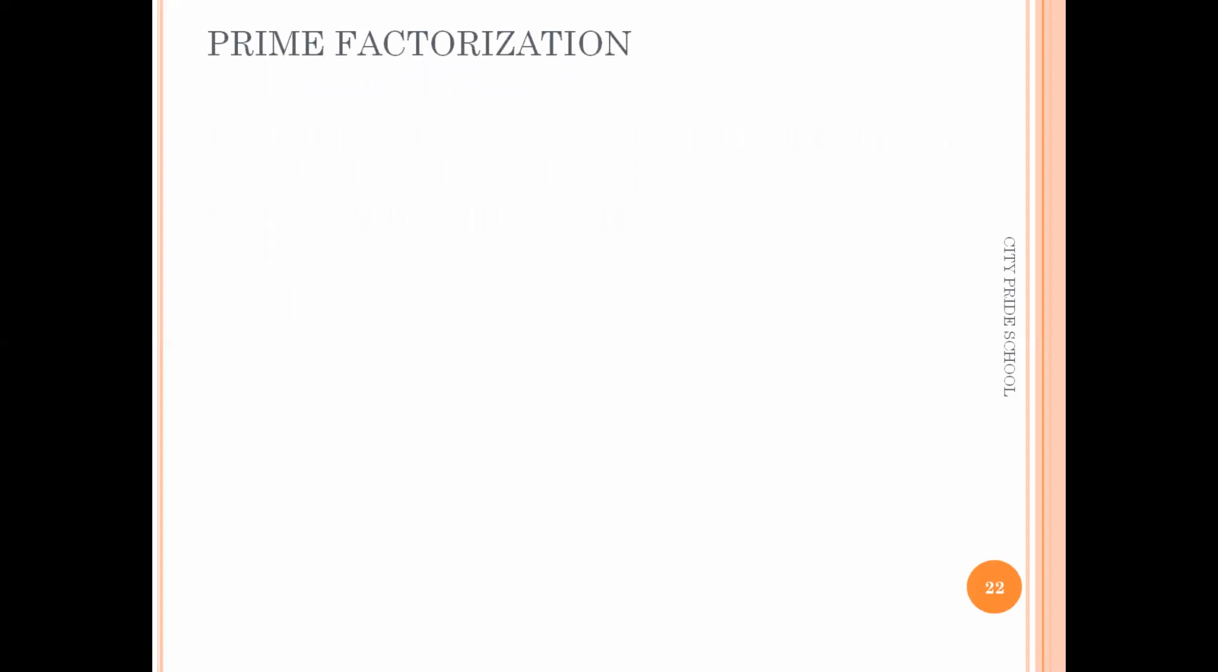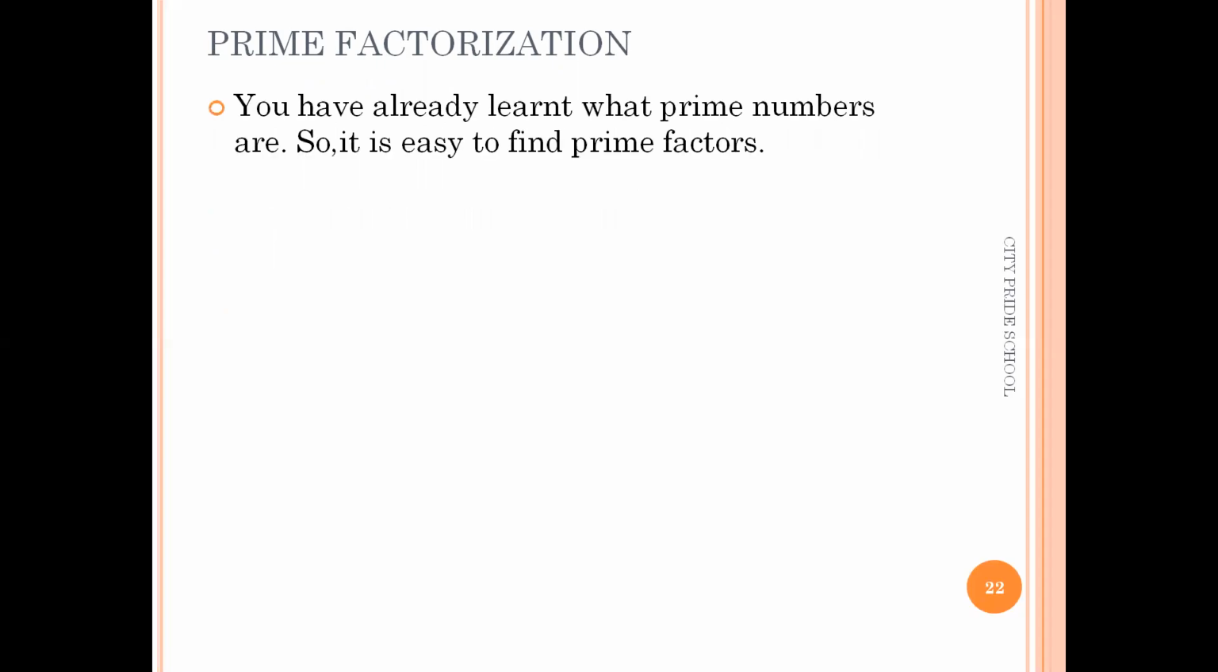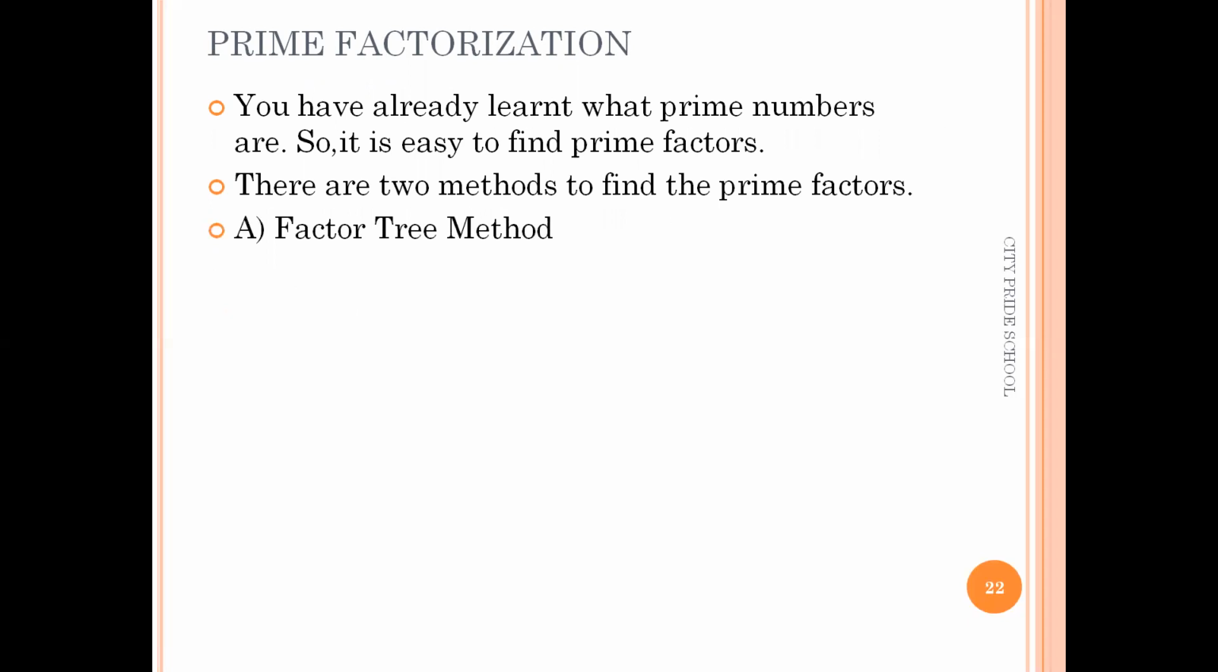Now we have learned prime numbers, prime factors. So let's see prime factorization. You have already learned what prime numbers are, so it is easy to find out prime factors. There are two methods to find the prime factors. First is the factor tree method and second is the division method. So let's see the factor tree method first.